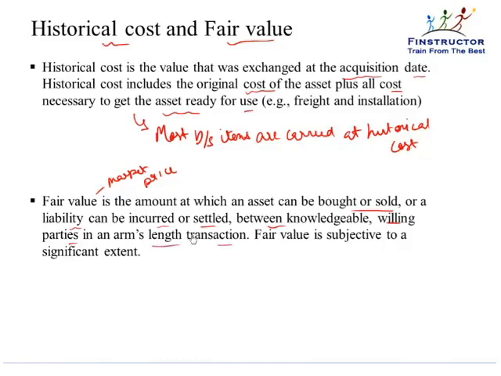That is, a fair exchange today would happen at this price, that is the market price, not at the historical cost, even though the assets and liabilities are carried at historical cost. Fair value is a subjective measure, and it can vary from one person to the other to a significant extent.